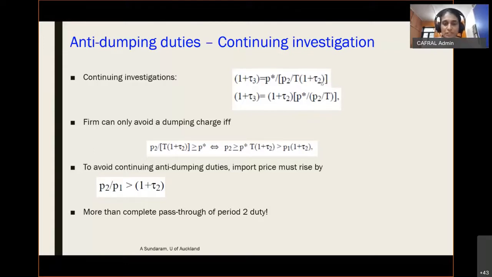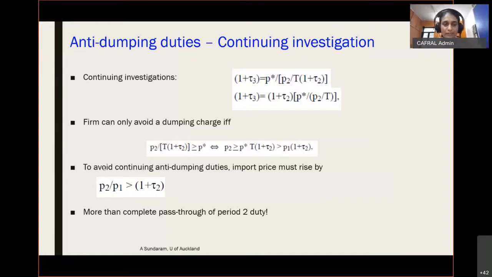So unfortunately, if you work out the math, what you will see is the firm, when it is trying to avoid a dumping charge, it will avoid a dumping charge only if the price, this P2 over T times 1 plus tau 2, is greater than or equal to P star. Only then can it avoid paying a tau 3 duty, right? And if you work out the math, what that means is P2 has to be greater than or equal to that expression, which is greater than P1 times 1 plus tau 2.